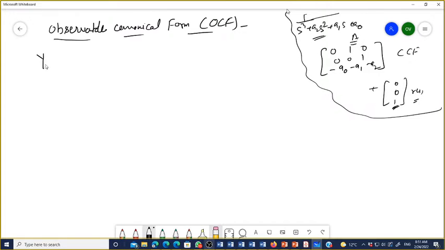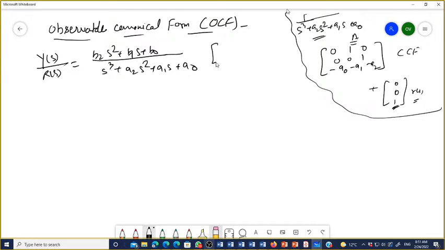Today we are going to discuss the OCF, observable canonical form. Let's say we have a transfer function of the third order, Y(s) upon R(s), equal to b2s square plus b1s plus b naught divided by s cube plus a2s square plus a1s plus a naught. So this is a third order system.